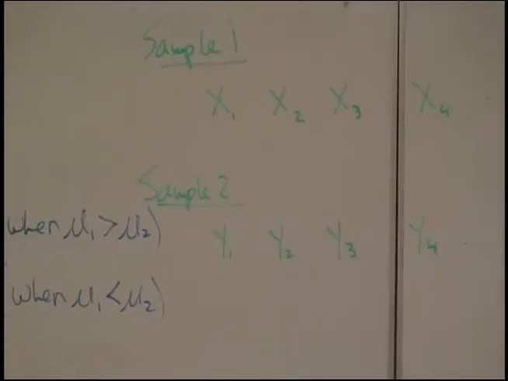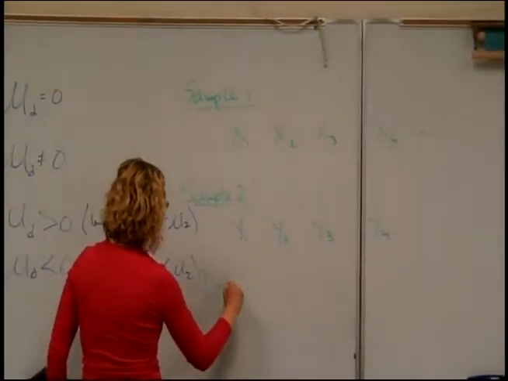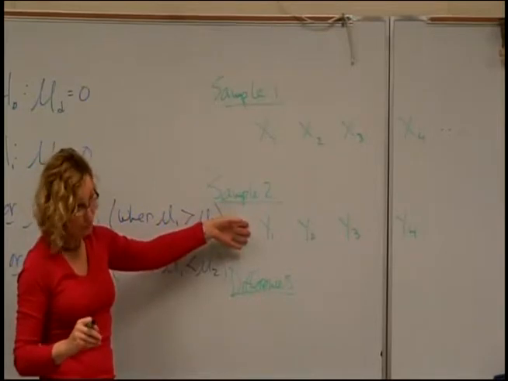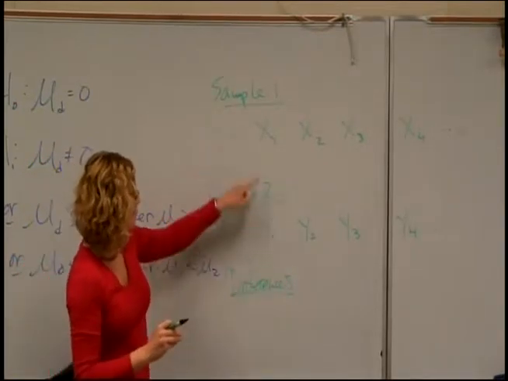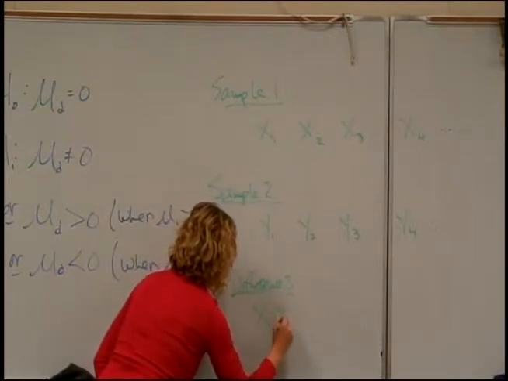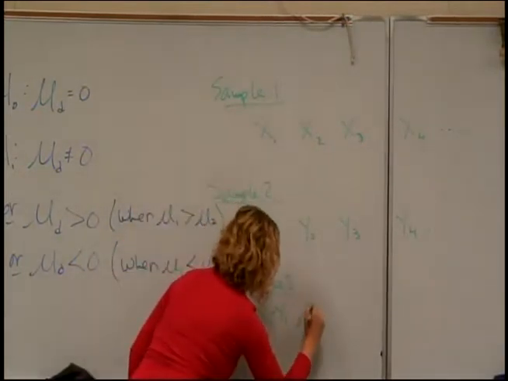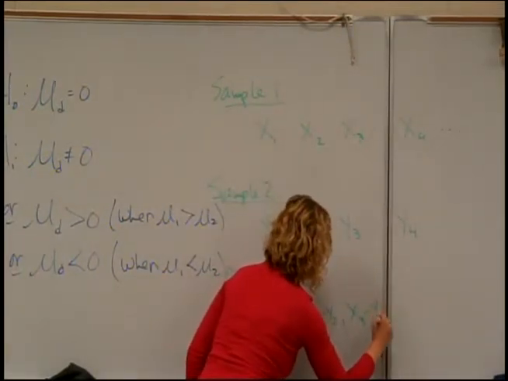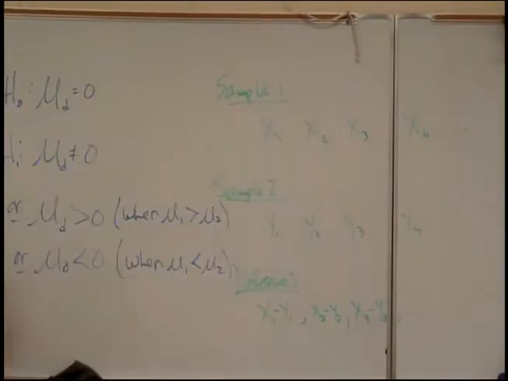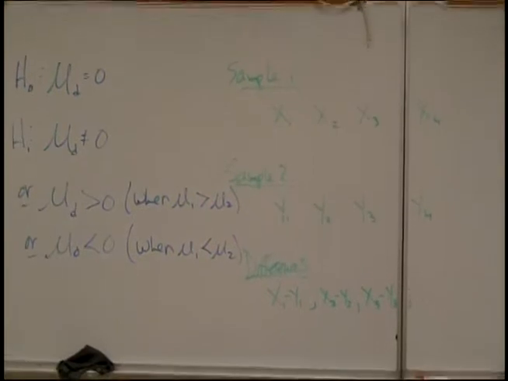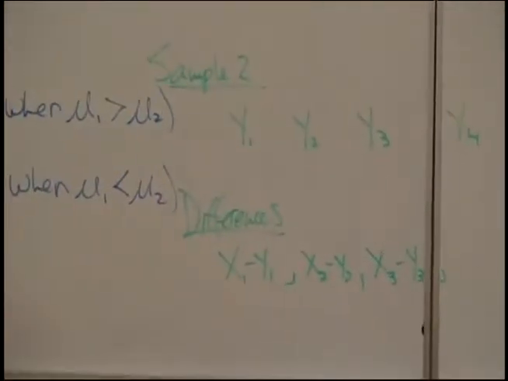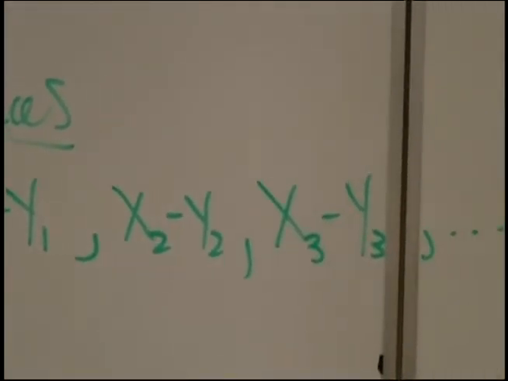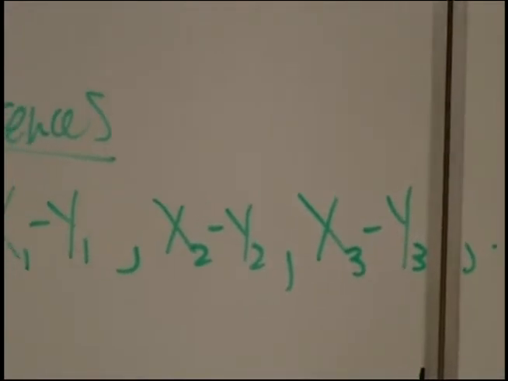So the thing you're actually testing are the differences. Your actual data isn't the data from sample 1 or the data from sample 2. It's x1 minus y1, x2 minus y2, x3 minus y3. So you can see where the calculations here are a pain. These differences have got to be normally distributed. You usually have a small sample, which means you have to look at a normal probability plot, or you've got to have 30 or more differences.